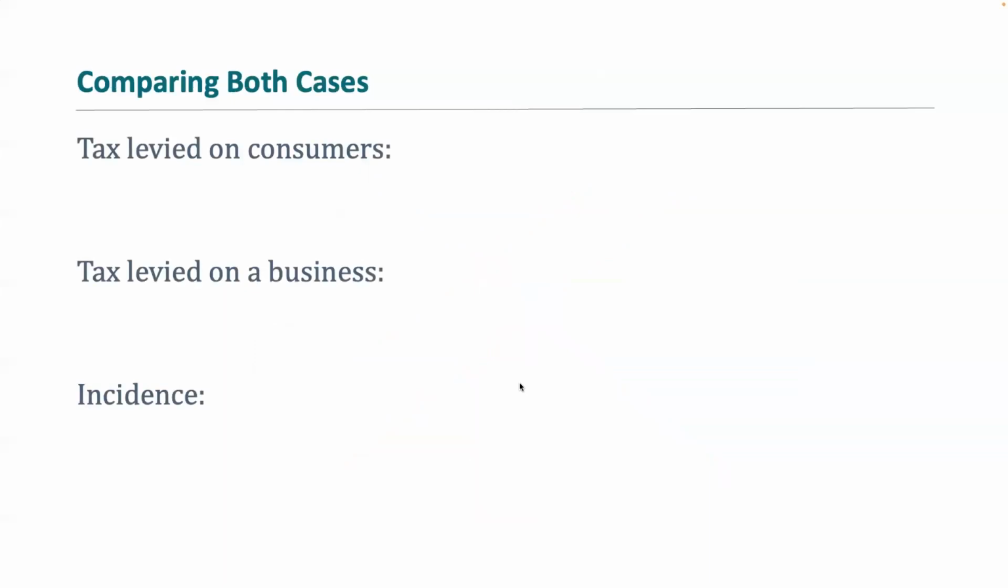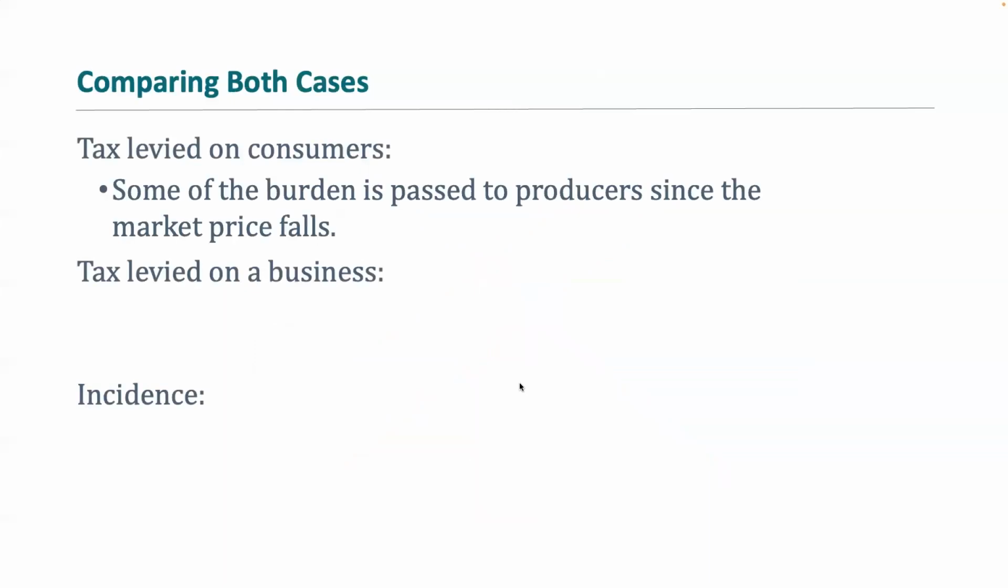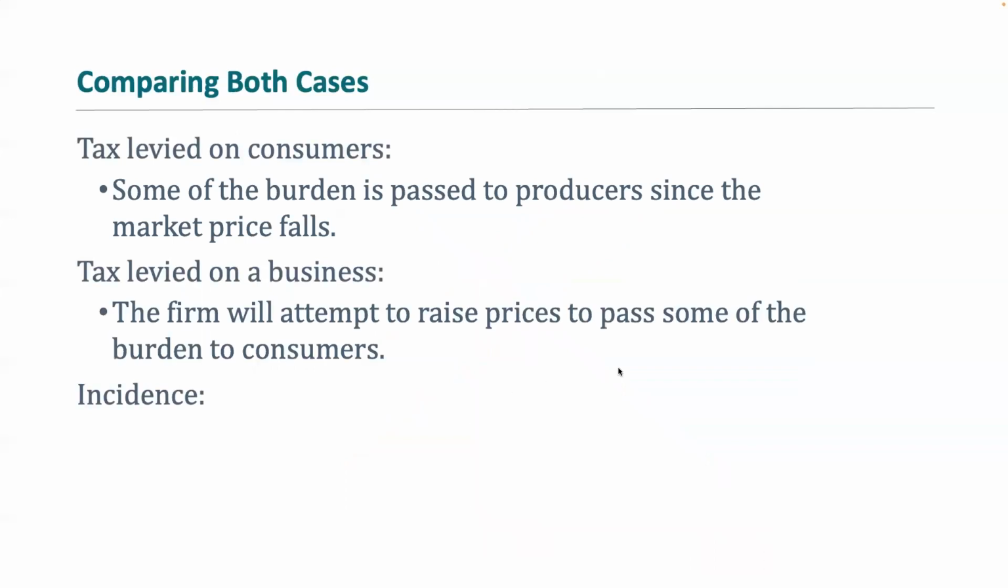So let's look at both cases. If a tax is levied on consumers, some of that burden will be passed to producers since the market price is going to fall. If a tax is levied on a business, that firm will attempt to raise their prices to pass off some of that burden to customers. So the incidence is going to be the same either way. You can't always put the incidence on one particular person, consumer or producer. It's going to be borne by both the consumer and the producer.